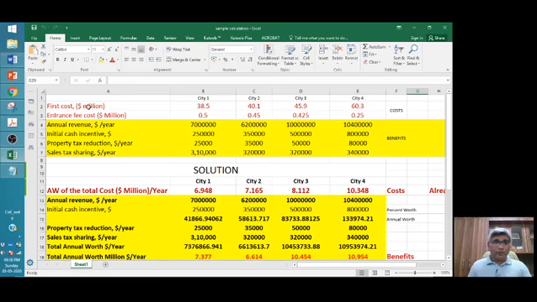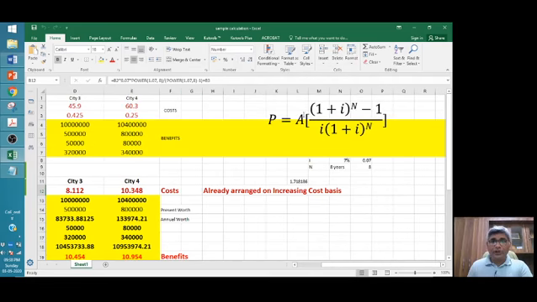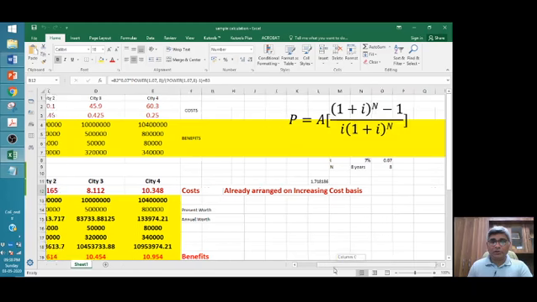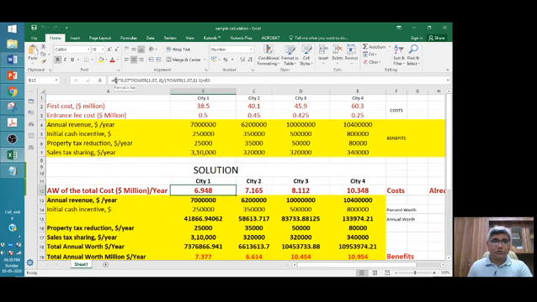If I convert this into annuities, I have used a formula where P is given and I am interested in finding A. So A will be P times i(1+i)^n over (1+i)^n minus 1. It is the same formula we used earlier, and the same is applied here. P is given, and I am simply converting this into annuities.